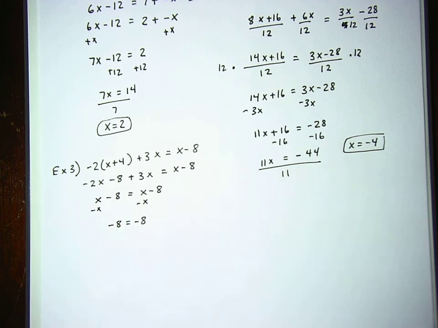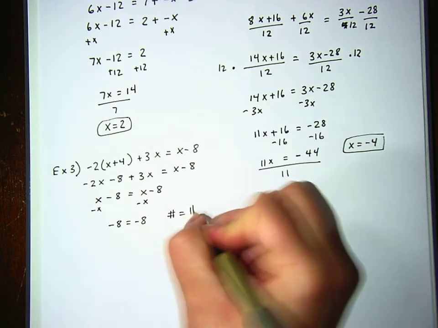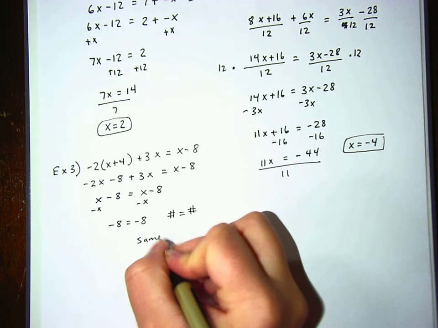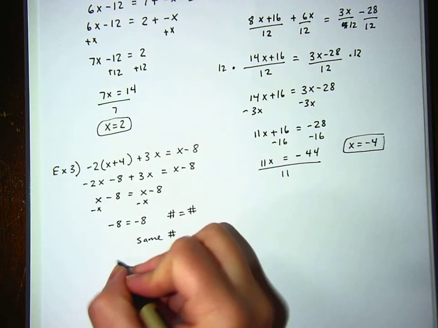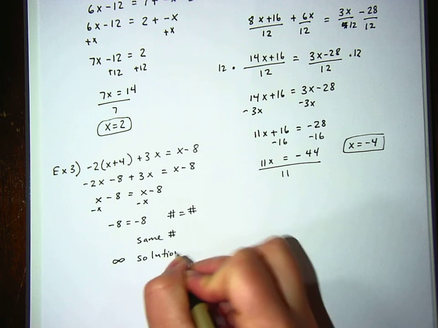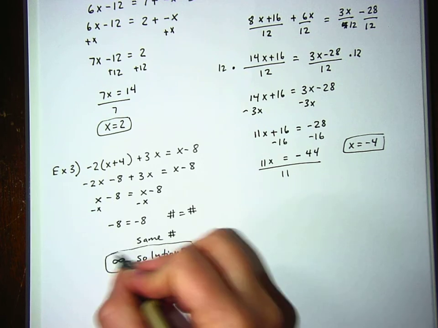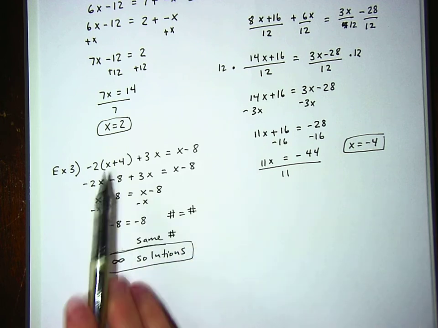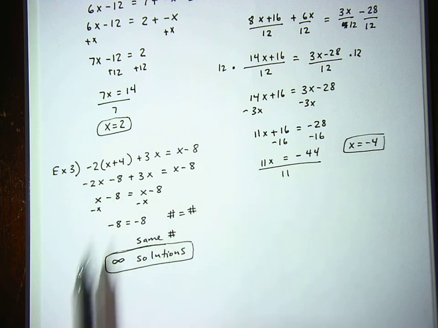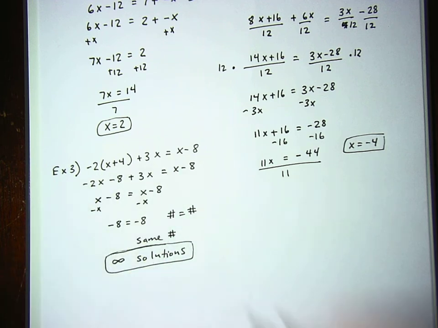So here's the rule. If you end up with a number equals a number, and you don't have any variables left, and they are the same number, that's important, they're the same number, that means that there's infinite solutions. Because no matter what you put into that problem, you will always get the same answer on the other side. So if I put in like 8 here, and 8 there, and 8 here, it would all work. If I put a million there, and a million there, and a million there, it would still all work. Infinite solutions.